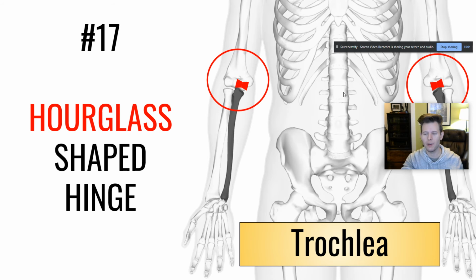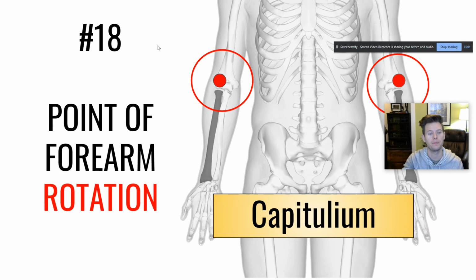17. Now, I don't have my skeleton here, but at the base of your humerus, you have this little thing called your trochlea. It is what the ulna actually attaches to and pivots on. So it's the shape of an hourglass, and your ulna has this little olecranon, it's called, of your elbow that fits around it, and it allows you to pivot, just like that.